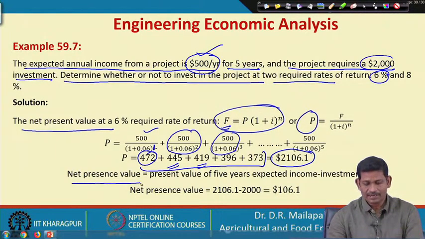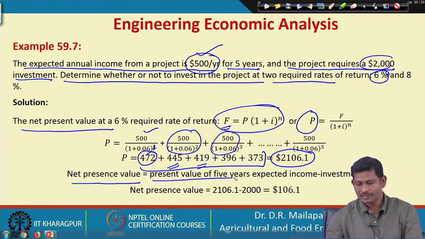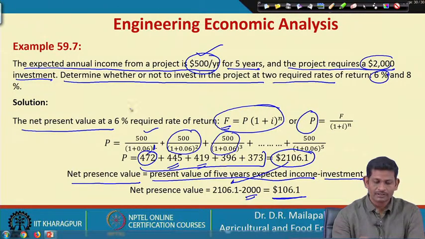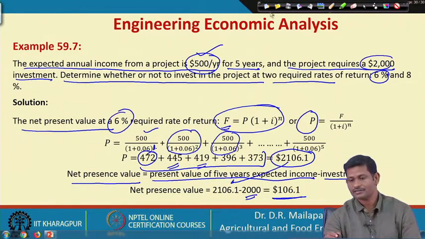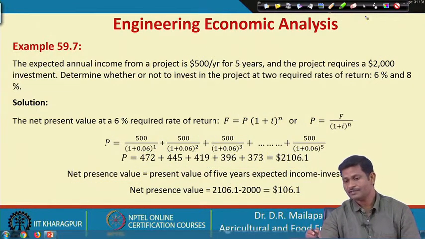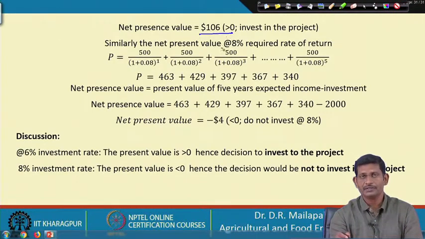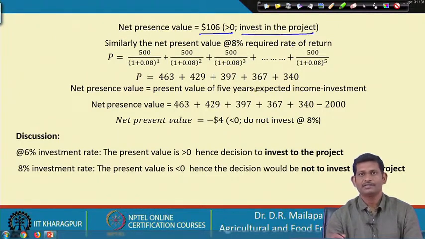So, the net present value will be the present value of the 5 years expected income minus the investment. This one minus the investment of 2000, you get $106.1 if you are going with a 6% interest rate. Similarly, you can calculate for an 8% interest rate. Since it is greater than 0, definitely you have to invest in the project.